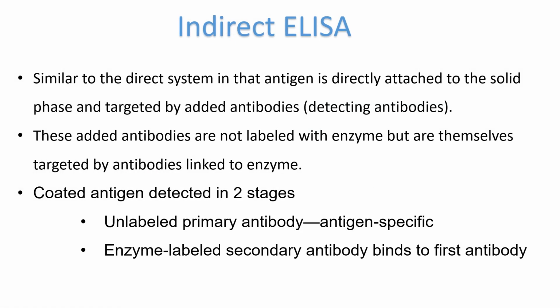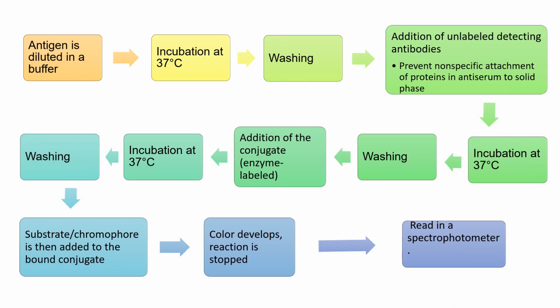In indirect ELISA, it is similar to the direct ELISA, but there is a secondary antibody which is involved. In this, the added antibodies are not labeled with the enzyme but are themselves targeted by the antibodies which are linked to the enzyme. So the coated antigen is detected in two stages. First, the unlabeled primary antibody, which is antigen specific, and then second is the enzyme labeled secondary antibody that binds to the first antibody. So what steps are involved in this?